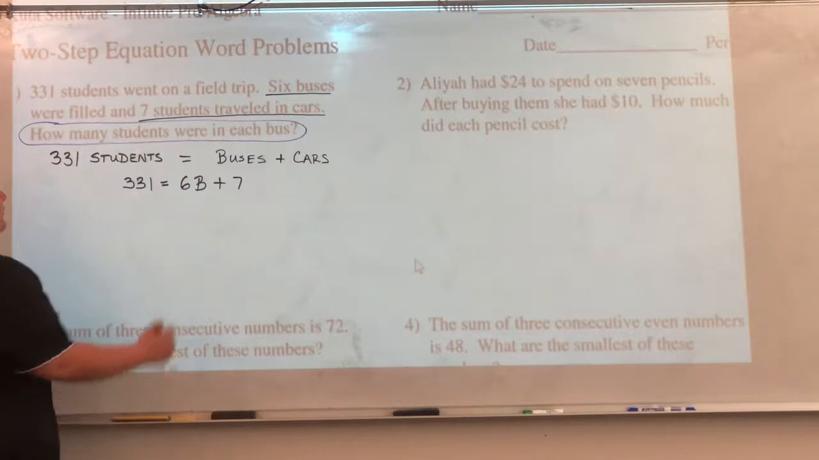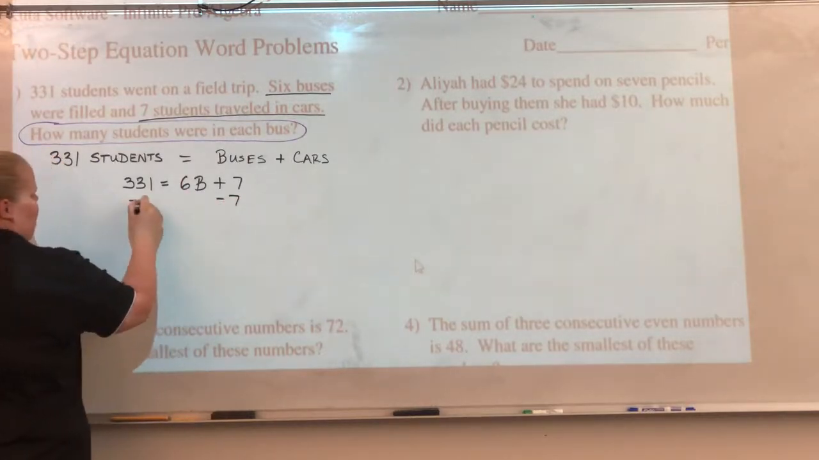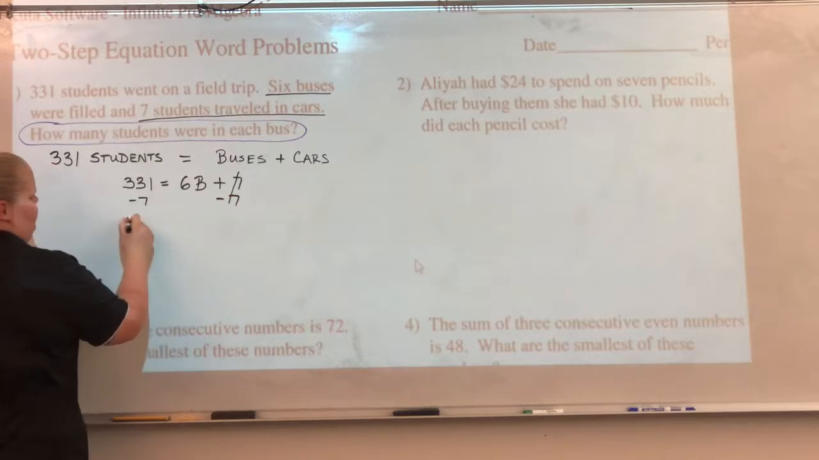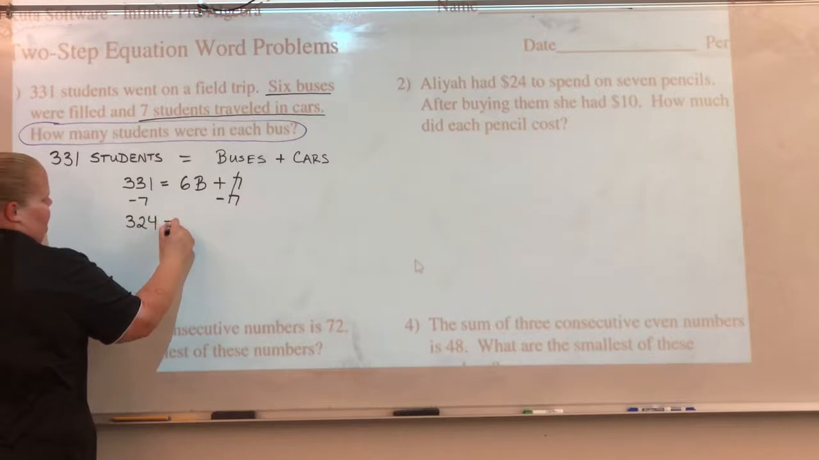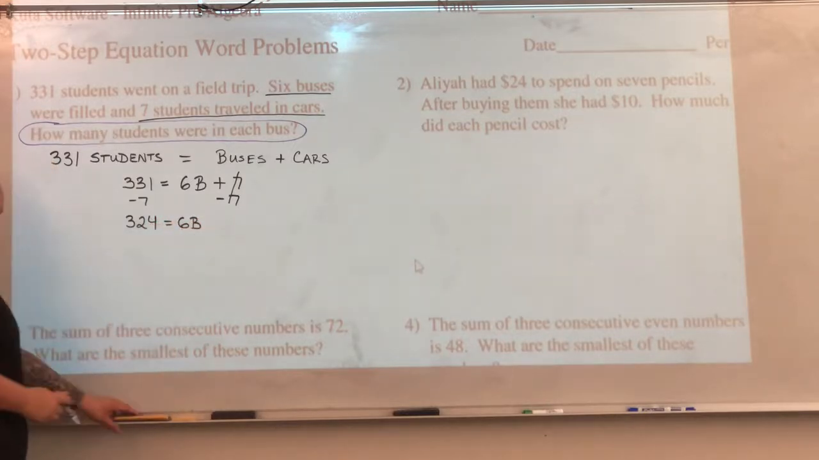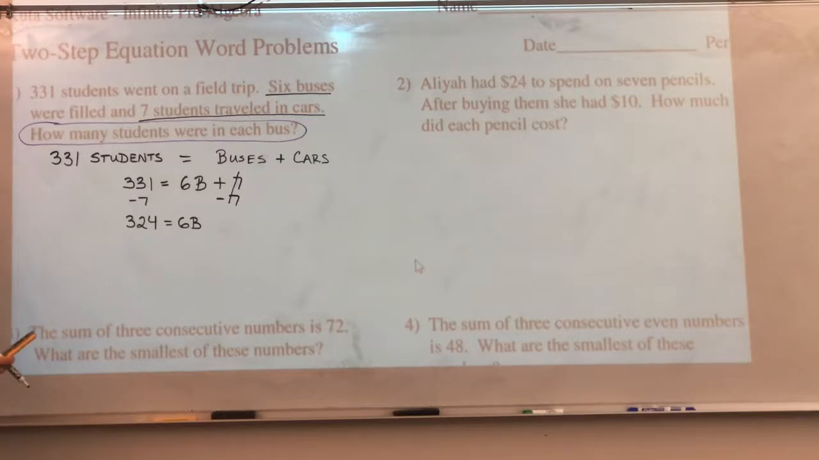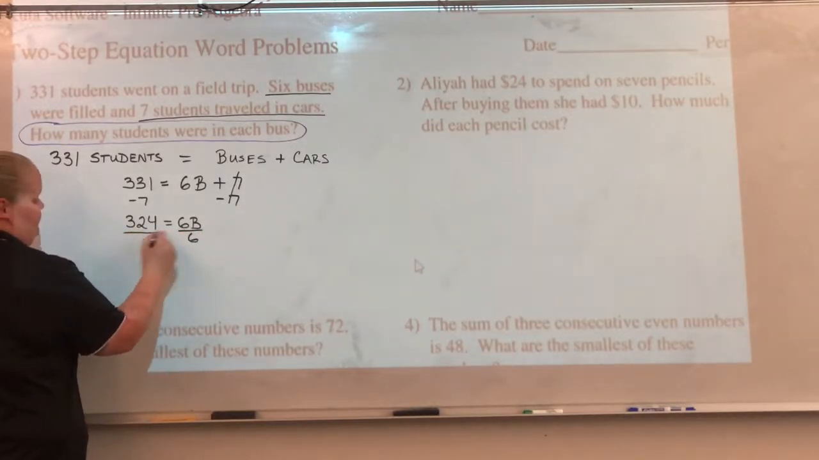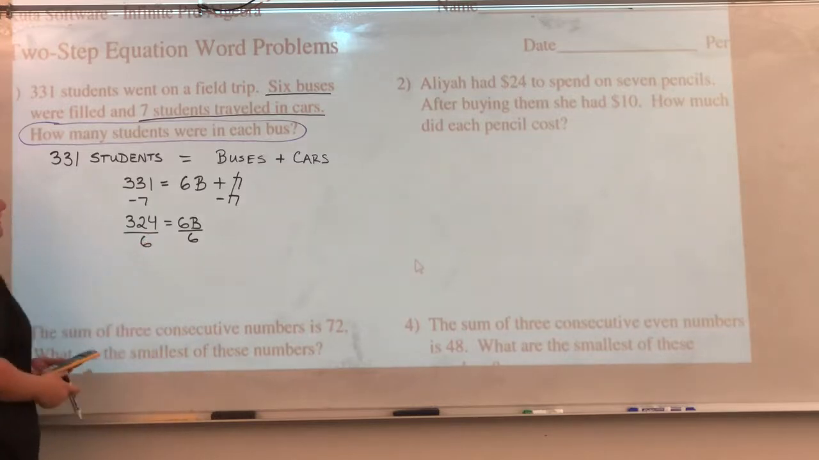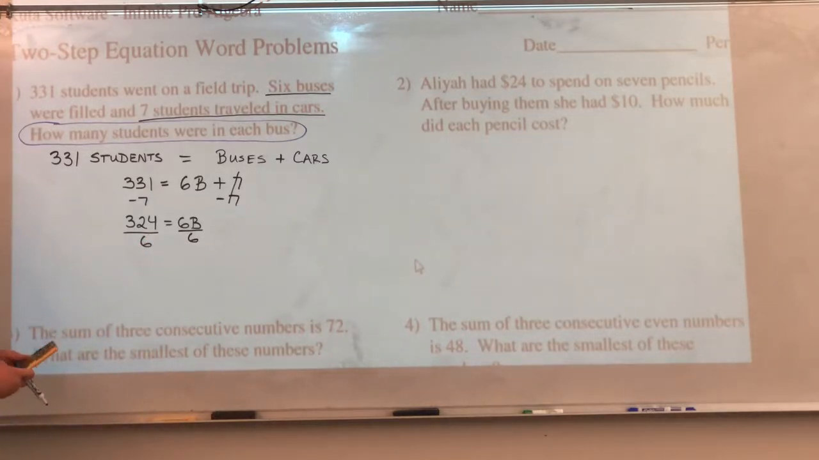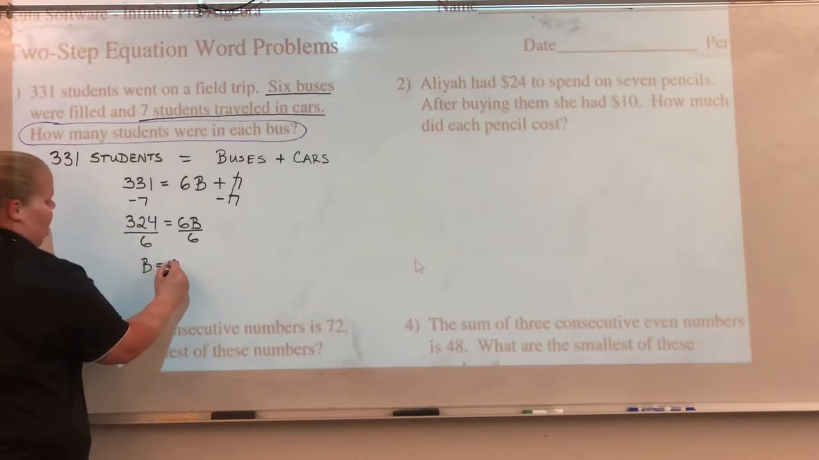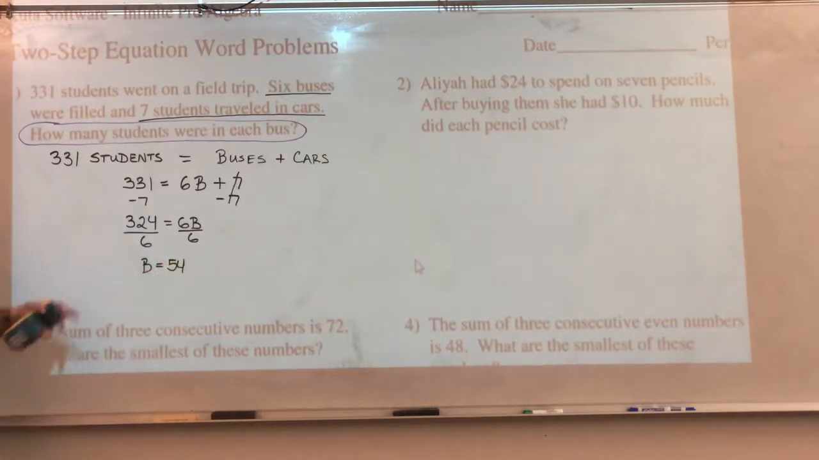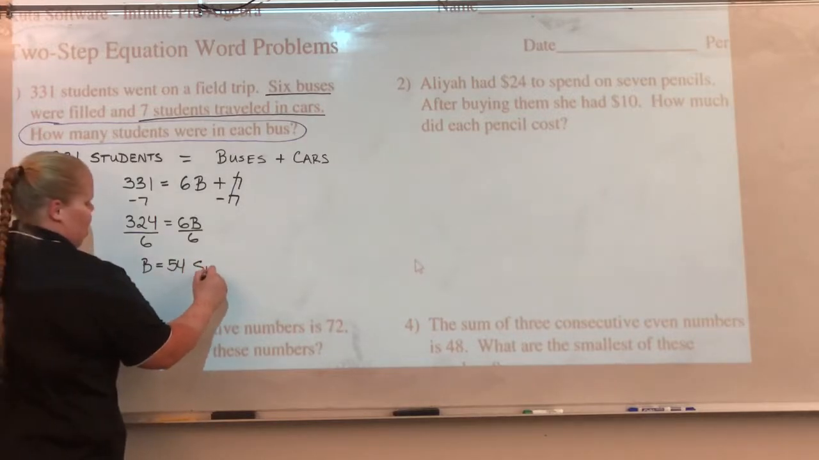So now we're going to solve for B by subtracting 7 from both sides. That's going to cancel out, and I have 324 equals 6B. Now what I'm going to do is solve the equation for B by dividing both sides by 6. And I get B equals 54. So there were 54 students on each bus.